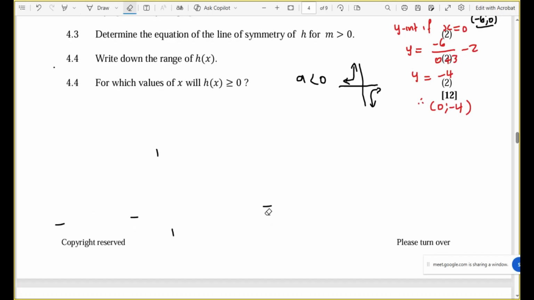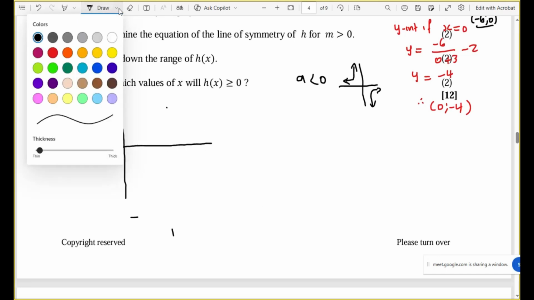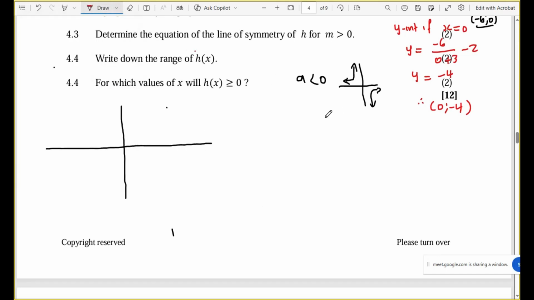Okay, all right, guys, I'm trying here. I don't know why this takes time to remove these things. Okay, so what I'm trying to say is that the graph will look like this. Let's draw the asymptotes. It's at minus 2.